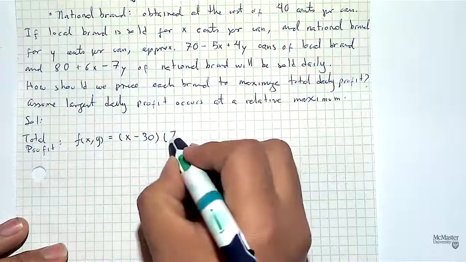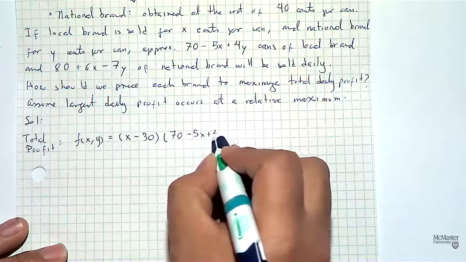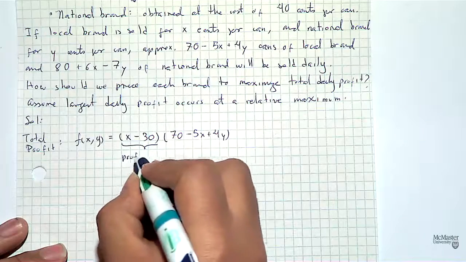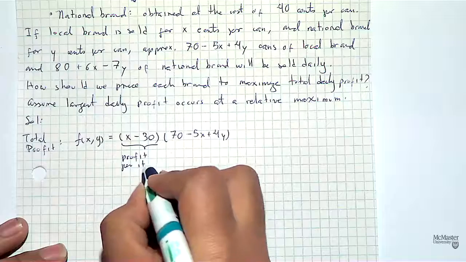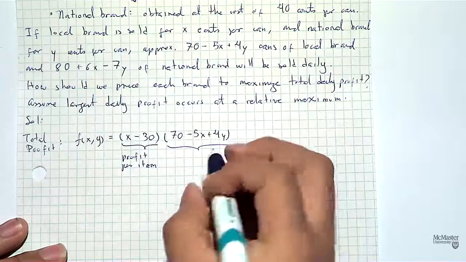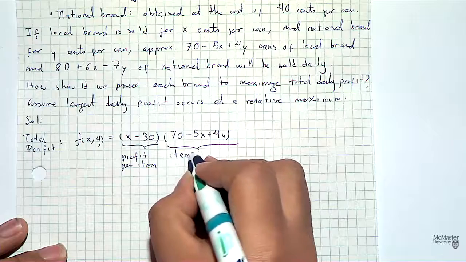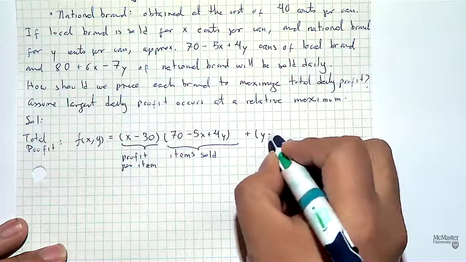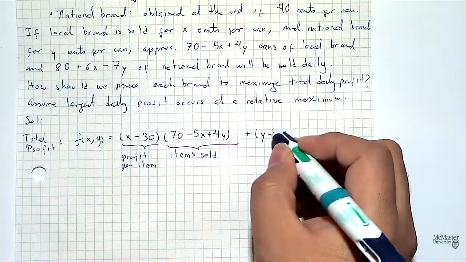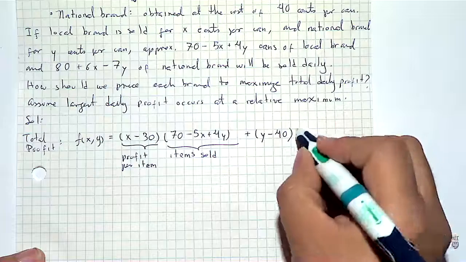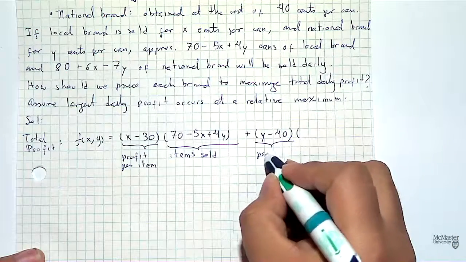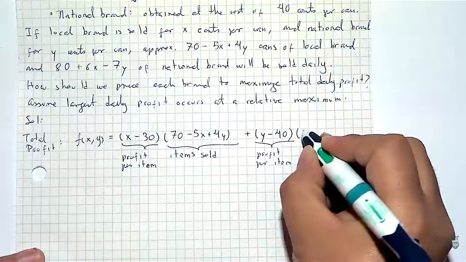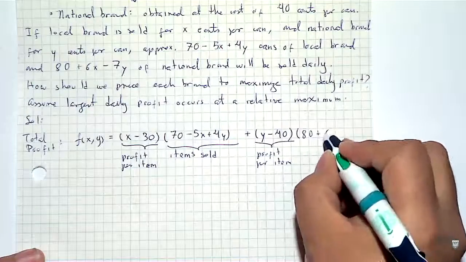And then 70 minus 5x plus 4y. So this is the profit that I get per item. And this is basically the number of items sold, let's say daily. Now, on the other side, for the national brand, I also have this difference between the price to which I sell it and the price to which I buy it. This factor is the profit per item. And then the number of items sold, which is 80 plus 6x minus 7y.